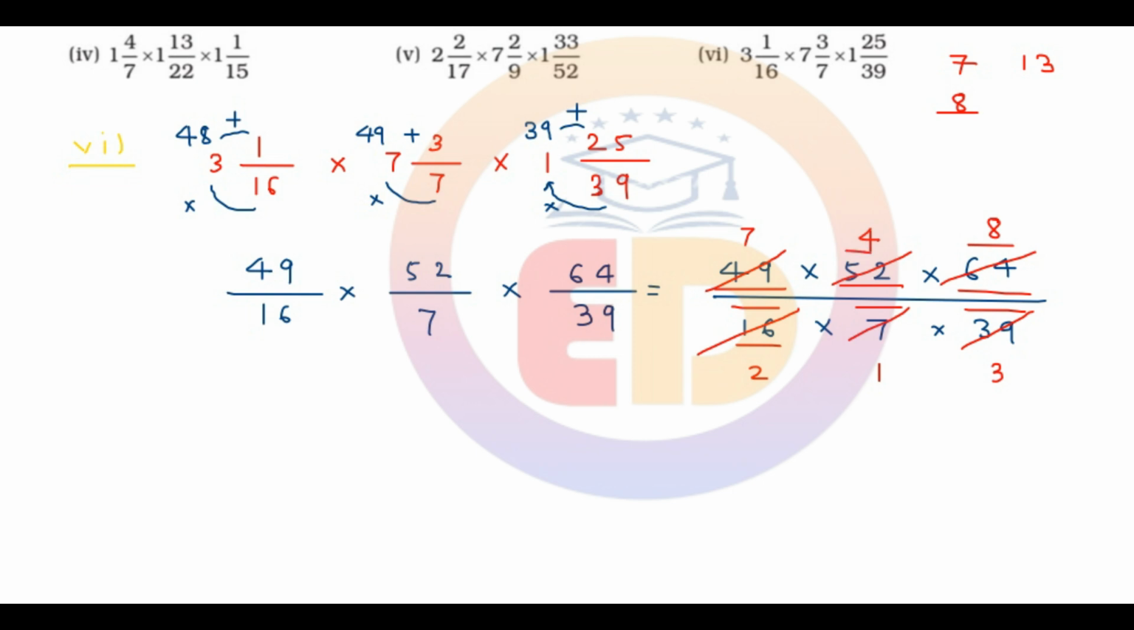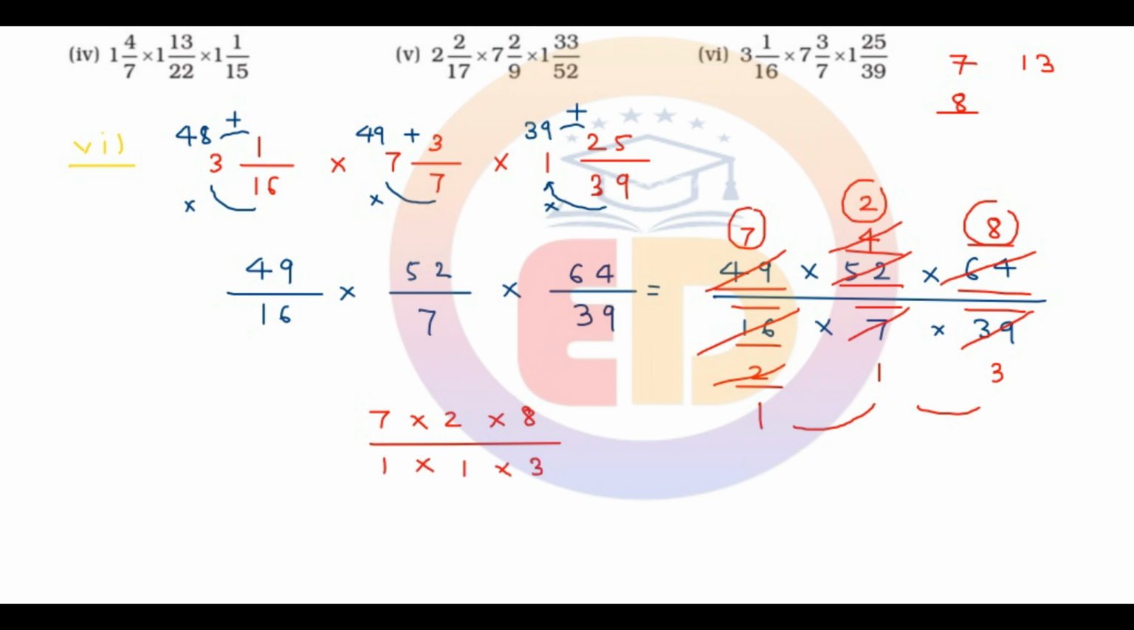Now in the numerator I have 4, denominator I have 2. Let's divide them. 2 ones are 2, 2 twos are 4. Now my numerator terms are 7 multiplied by 2 multiplied by 8. Let's write them down. And in the denominator I have 1 multiplied by 1 multiplied by 3. Now you see, we don't have any term in the numerator which is divisible by 3. So let us multiply them.